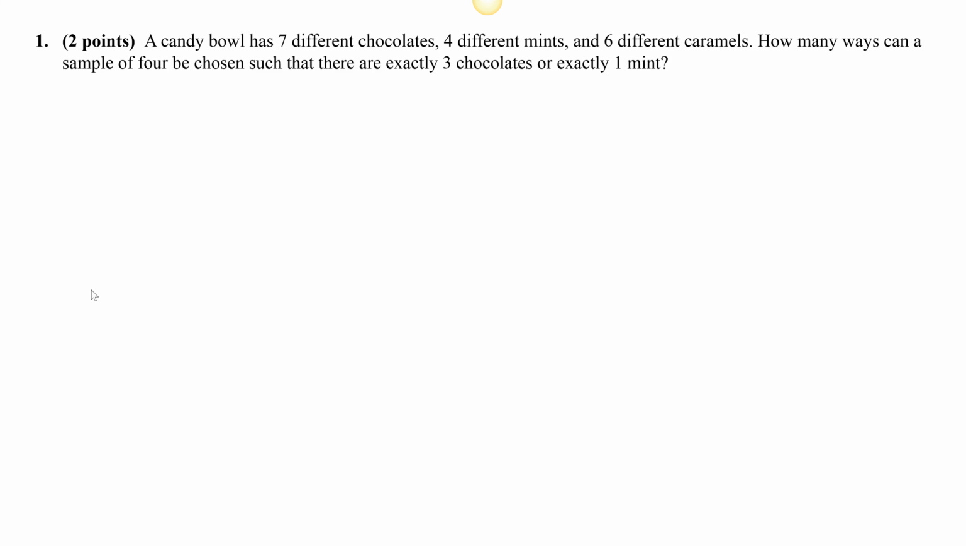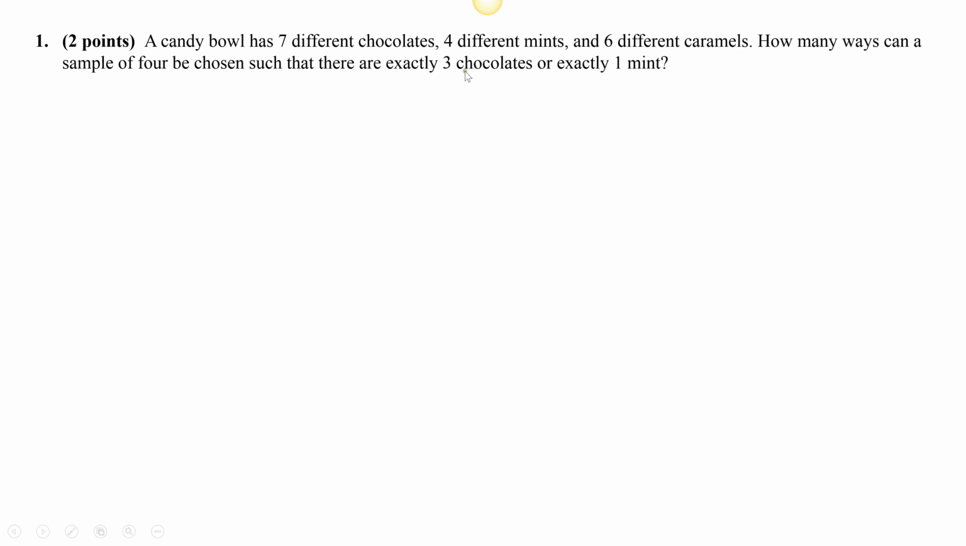and 6 different caramels. And we want to know how many ways can a sample of 4 be chosen such that there are exactly 3 chocolates or exactly 1 mint. Okay. So remember that OR means we're talking about union, okay? And when we're doing combinations, the union is adding separate events, okay?